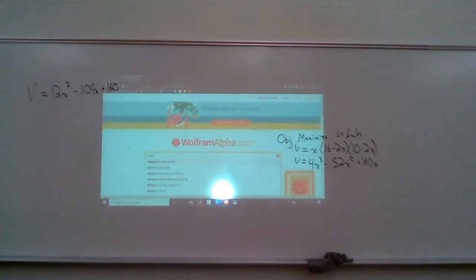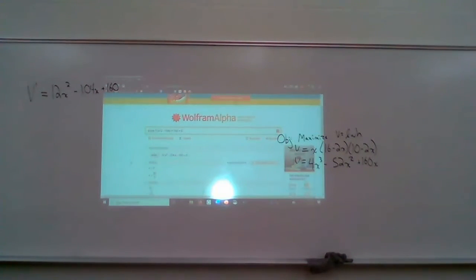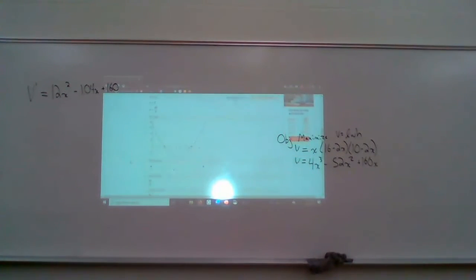So solve 12x squared minus 104x plus 160 equals 0. Let that take care of it. x equals 2 and x equals 20 over 3. So there are 2 possible answers.